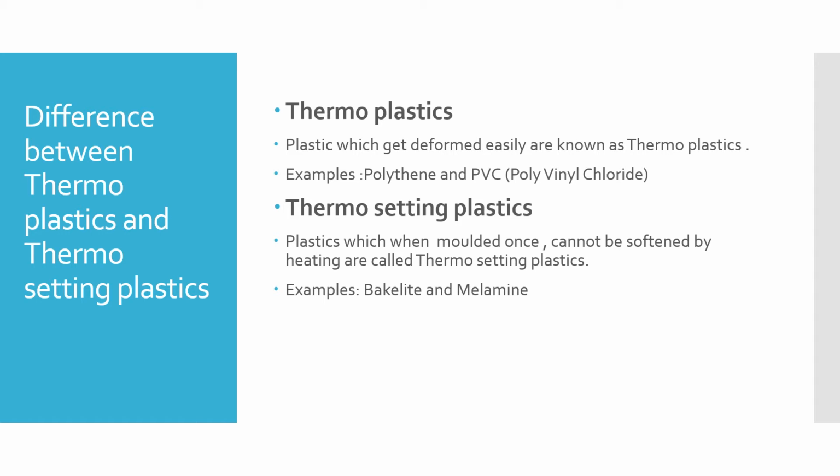On the other hand, there are some plastics which, when molded once, cannot be softened by heating. These are called thermosetting plastics. Examples are Bakelite and Melamine.